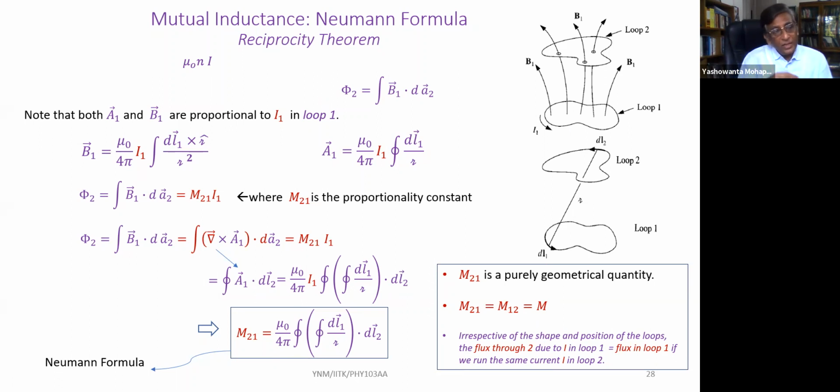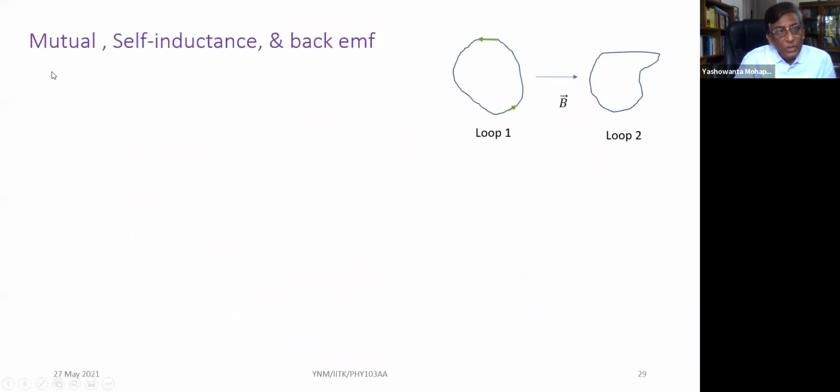This can be taken advantage of in solving problems. In some problems, it may not be possible to calculate the flux over one loop, but the reciprocity theorem allows us to make the same current flow in the other loop and measure the flux there. I'll illustrate that, but it's an important idea that sometimes goes by the name of the reciprocity theorem. I'll give a problem in the home assignment to do that.